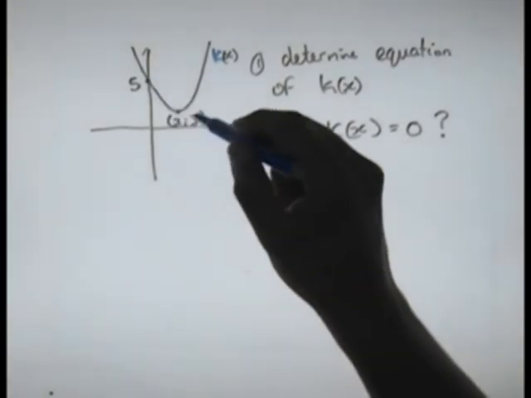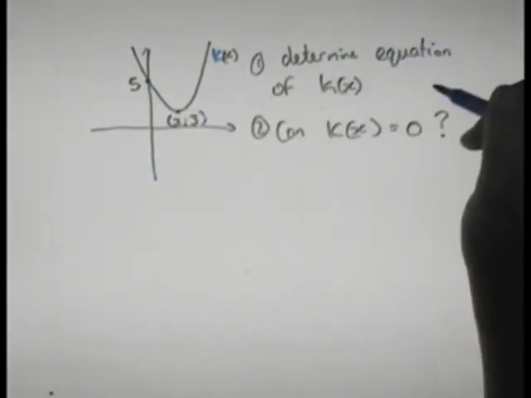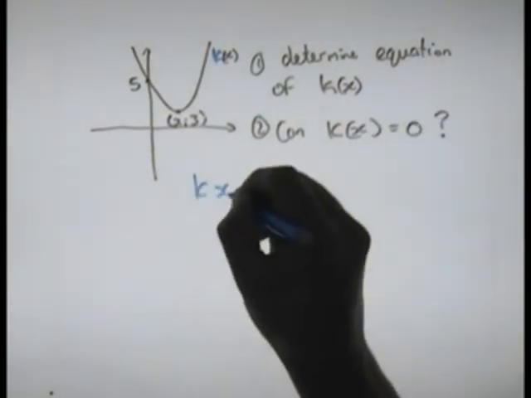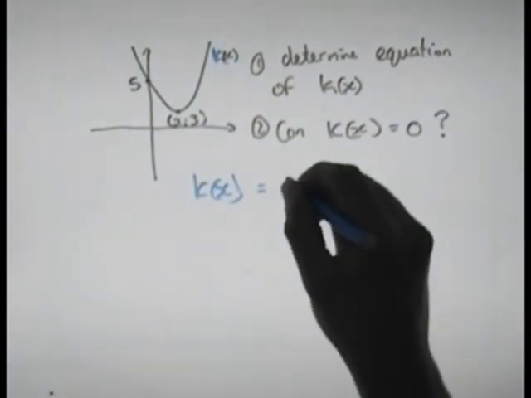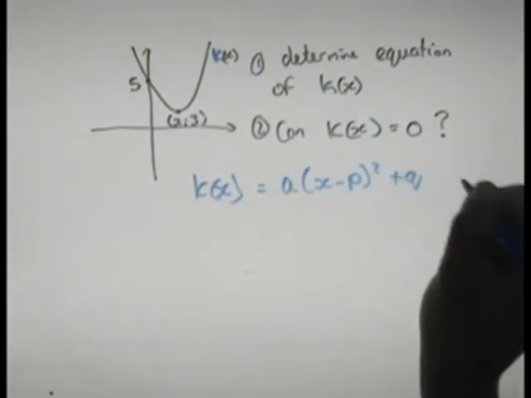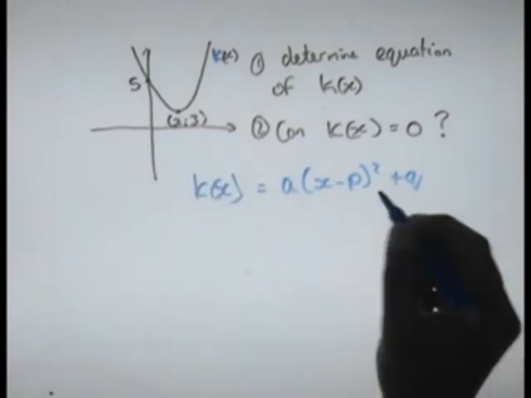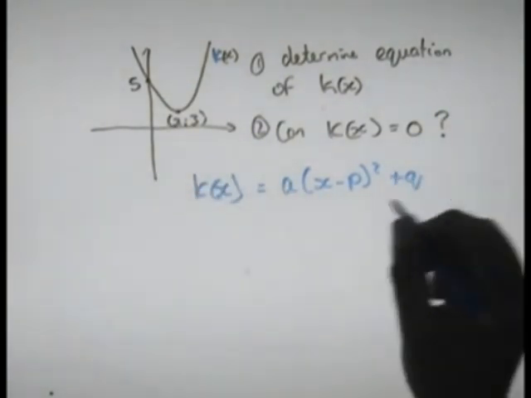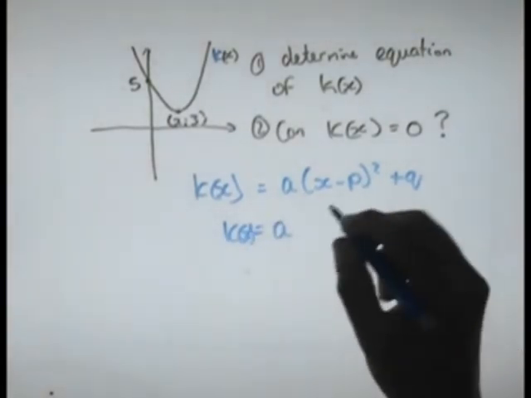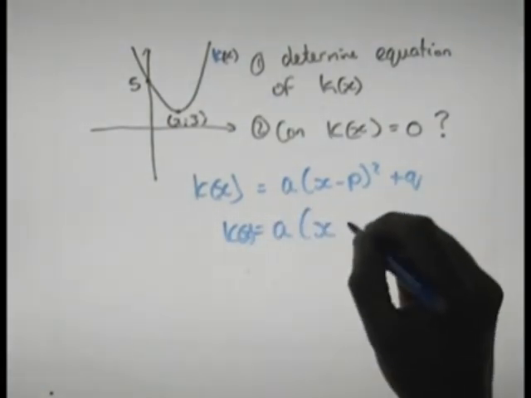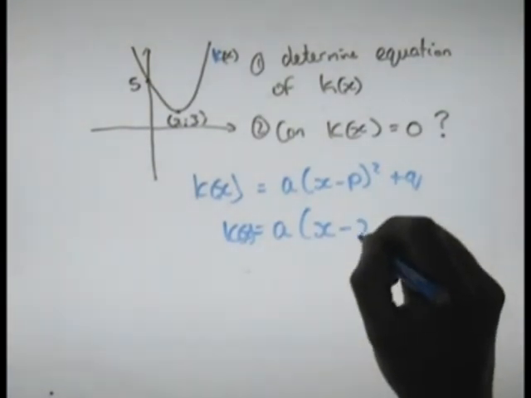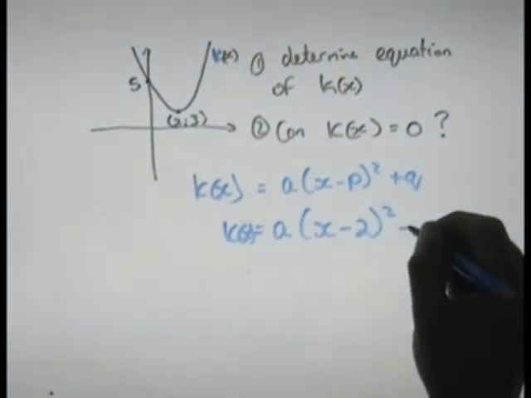The fourth one I gave you to do, read: k of x is that graph over there with a y-intercept of 5 and a turning point of 2 and 3. I started off by saying determine the equation of k of x. Because I've got a turning point, I'm going to use the form a times x minus p squared plus q. My p and q values are 2 and 3. That means that k of x is going to equal a multiplied by x minus 2 squared plus 3.